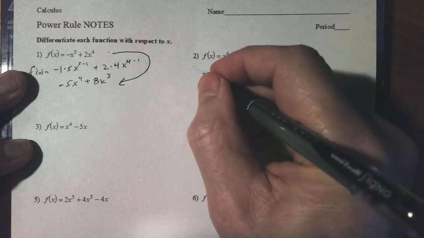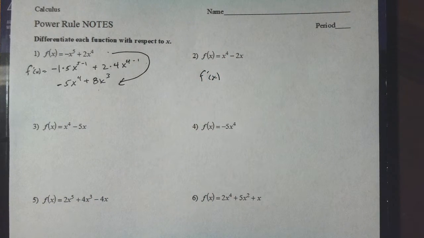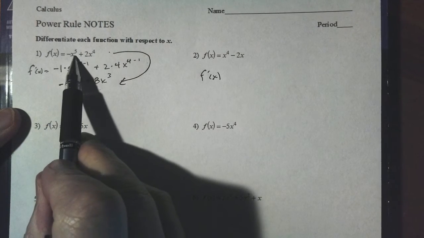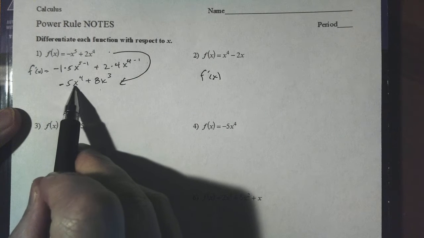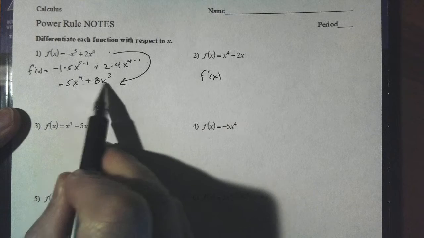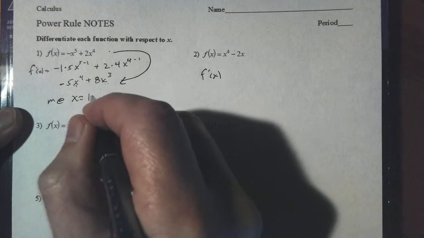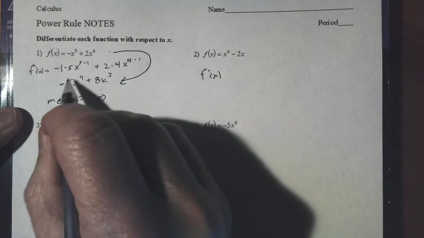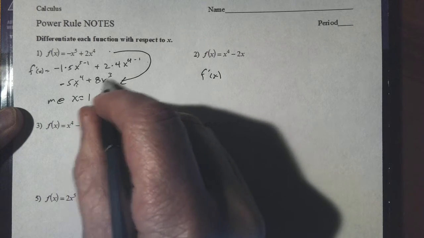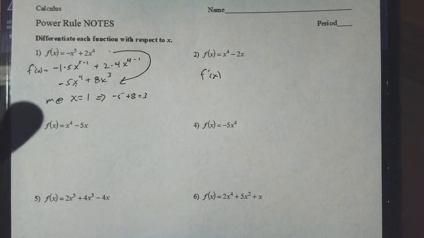Okay, so number 2, f prime of x. Don't forget, it's the slope formula. For instance, if I wanted to know what the slope of this was when x equals 1, I could put 1 into here, and I'd get negative 5 plus 8. So the slope at x equals 1 is negative 5 times 1 to the 4th plus 8 times 1 to the 3rd. So it's 3. Why might we want to know that?